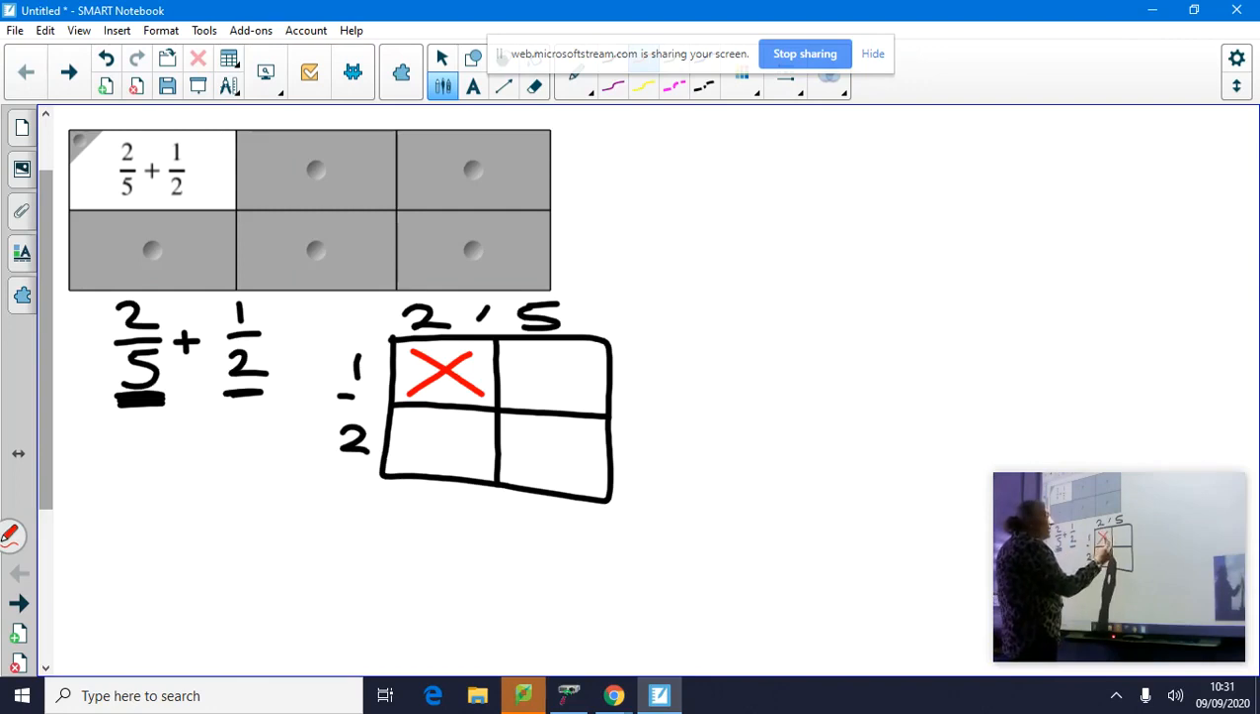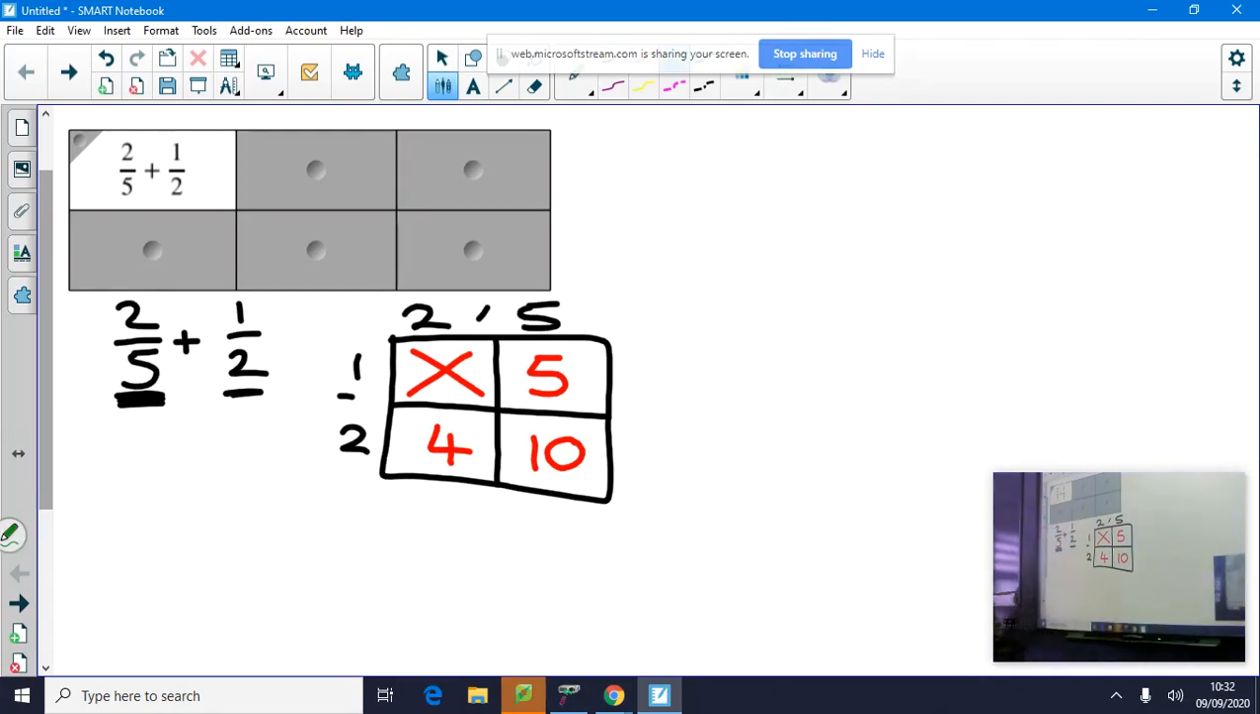1 times 2 is, we cannot do 1 times 2. There's nowhere to put our answer, so we just ignore it, okay? 1 times 5 is 5. Go to your next number. 2 times 2 is 4. 2 times 5 is 10. Loving it so far, okay?